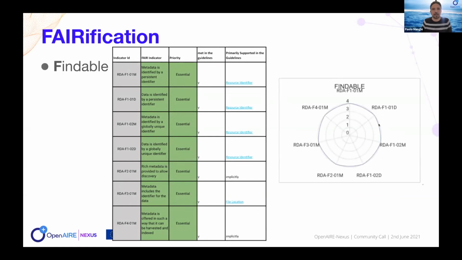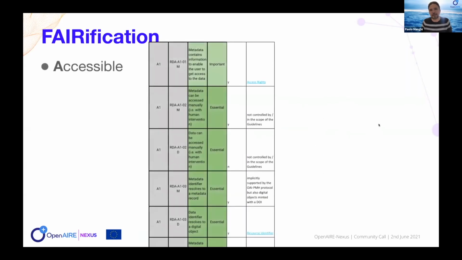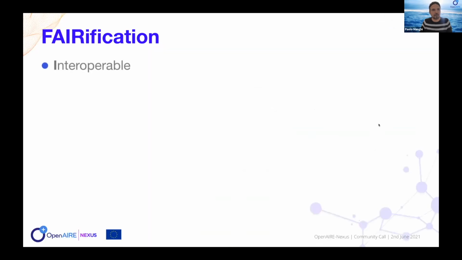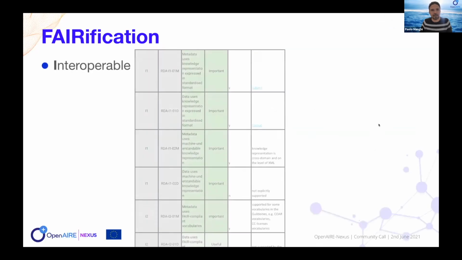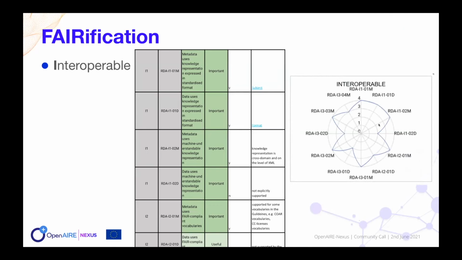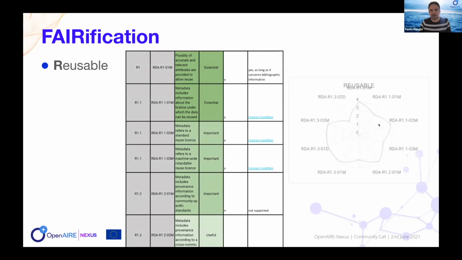Okay, so we did this exercise with the accessible, which is the same. Again, I'm not going through all the fields, but for example, the access rights are here. We did it for the part of interoperability, and here we have, for example, subjects, formats, knowledge representation across different domains, etc. We did it for the reusability, and again, license is at the center of this, and as many others.